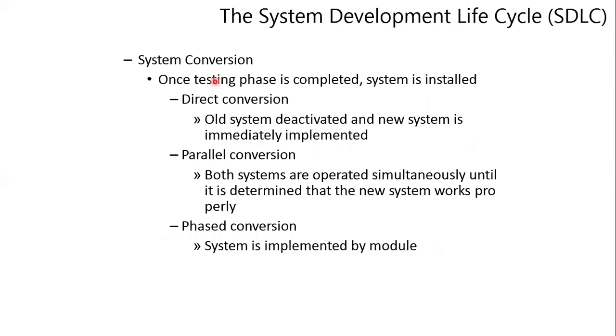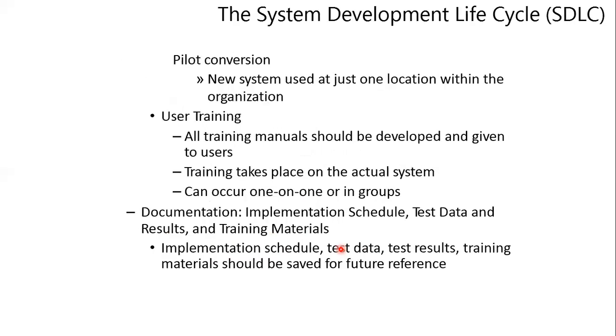System conversion. Once the testing phase is completed and the system is installed, there are several approaches. Direct conversion: the old system is deactivated and the new system is immediately implemented. Parallel conversion: both systems are operated simultaneously until it is determined that the new system works properly, 100%, guaranteeing that the new system is okay. Phased conversion: the system is implemented by module. So these are the system conversion ways.